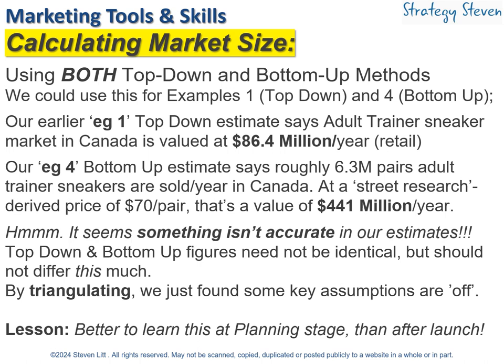So let's think about the fact that we have now triangulated a market that is somewhere between $86 million and $441 million, depending on if we're going from top down to bottom up. By the way, those numbers are way far apart. And normally, even if we're estimating, we should get much closer than that. So what we've learned here is that something isn't quite right. Some of our assumptions are a little bit off, and that in and of itself is a good reason to do market size calculations to make sure the relevant metrics are there.